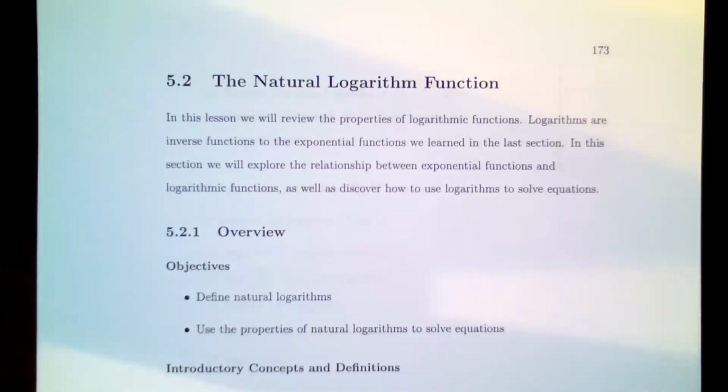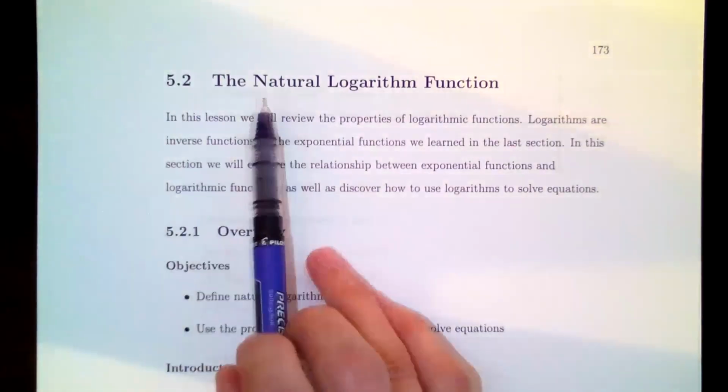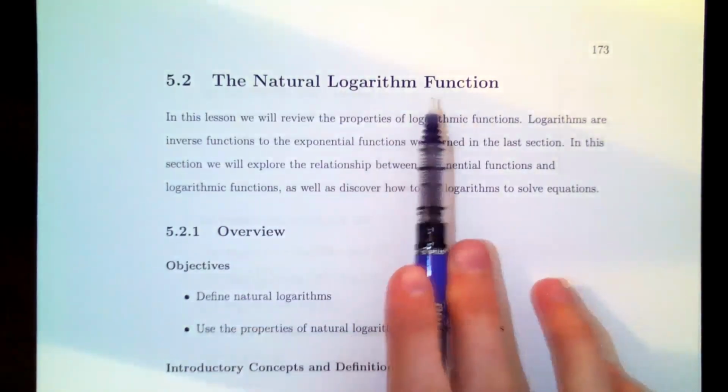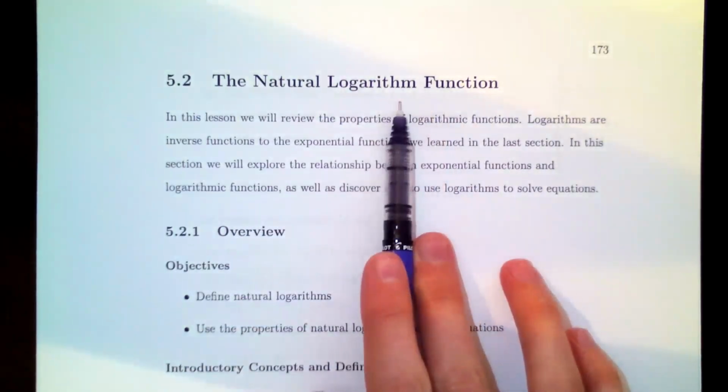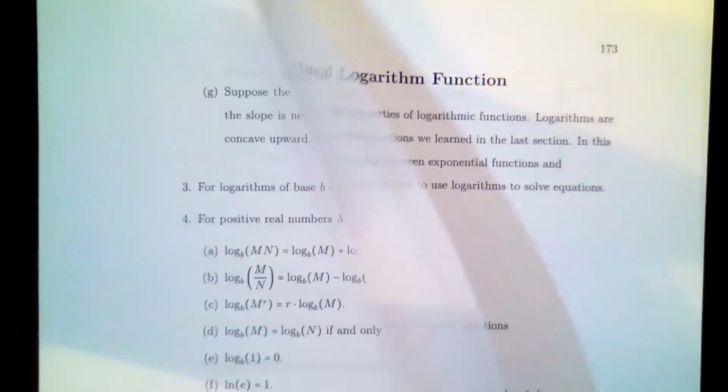Hello, everybody. Welcome back. Today we're going to do part 2 of section 5.2, where we're talking about logarithms, particularly the natural logarithm, and how to use logarithmic properties and how to solve equations with logarithms in it. So for this second part, we're going to need a couple of things.